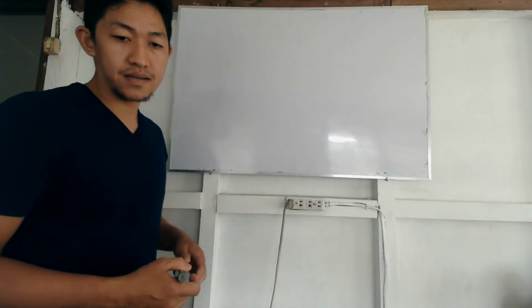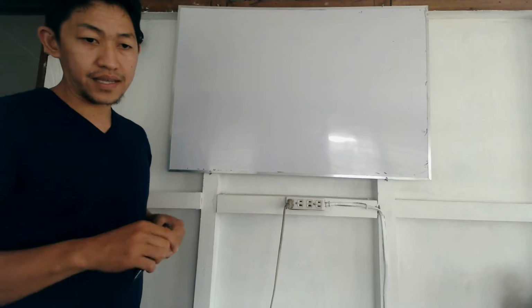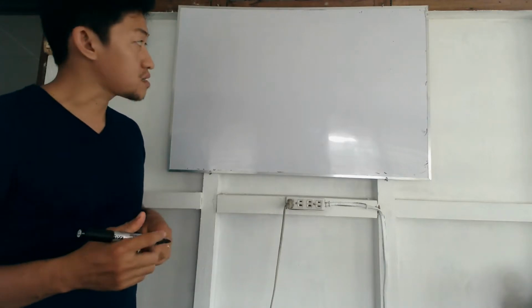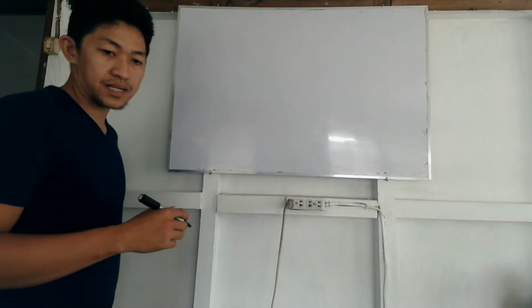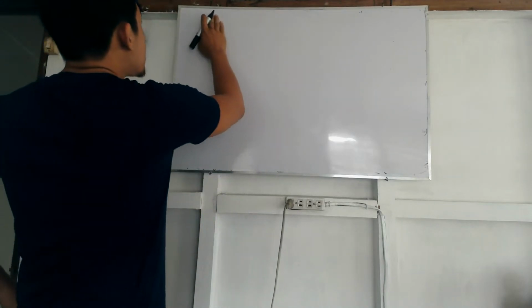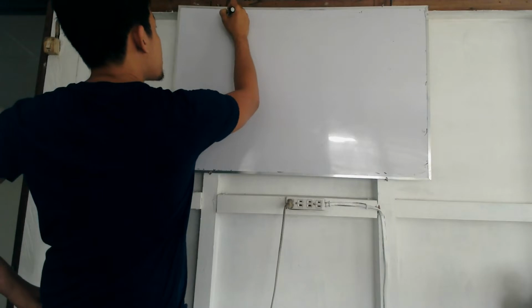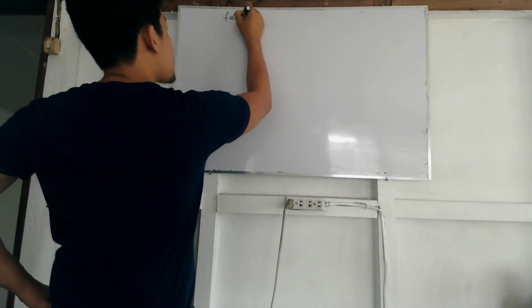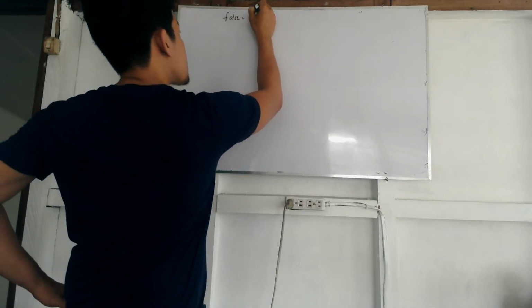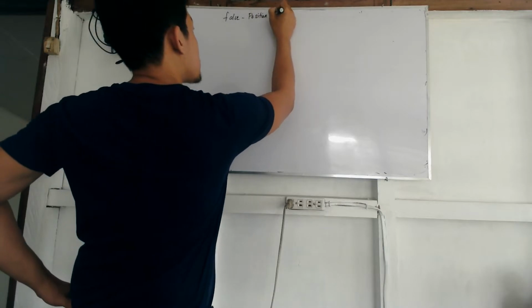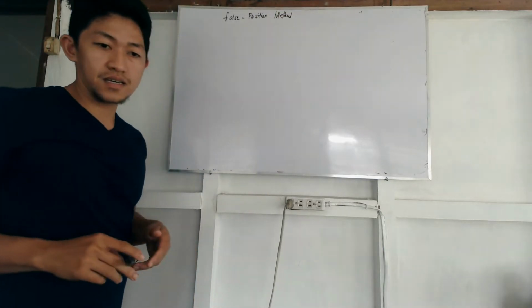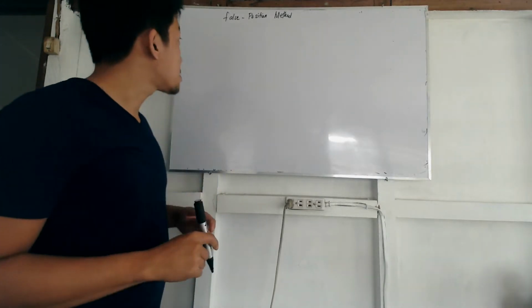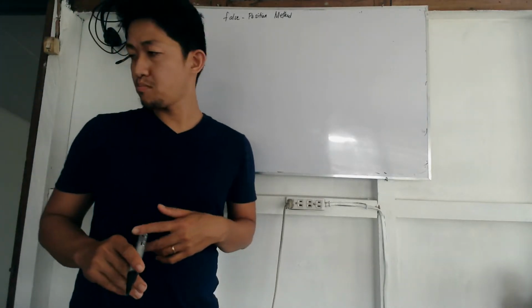We'll discuss another method of finding the roots of an equation. This method belongs to the bracketing methods, and it's called the false position method. Okay, so what is the difference between this method and the previous method?